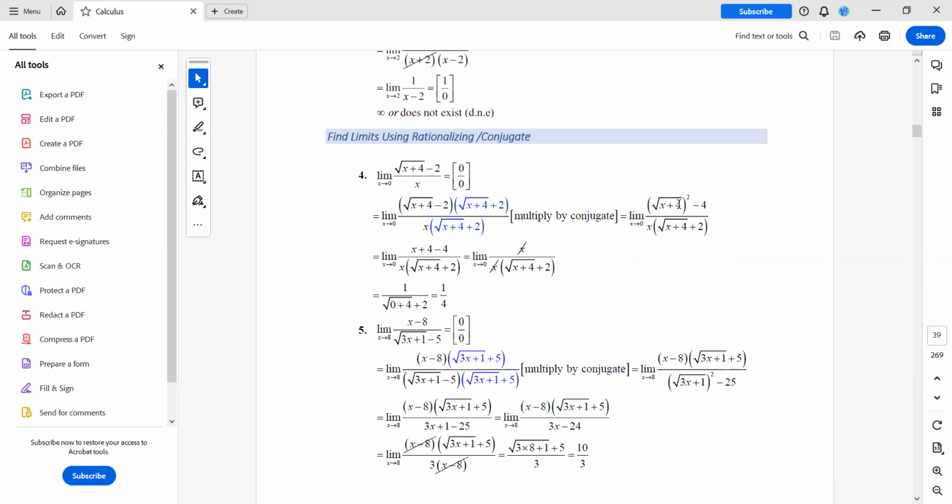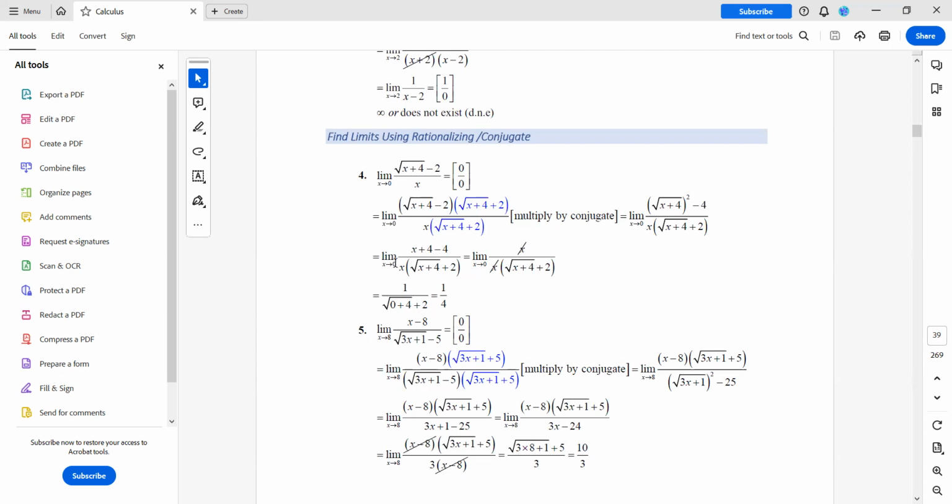Now the numerator is x plus 4 minus 4. How did we arrive at that? The square cancels the square root. So you have x plus 4 minus 4, which gives you x. 4 cancels 4, over x open bracket square root of x plus 4 plus 2. x cancels x, so you're left with 1 over square root of x plus 4 plus 2. Anywhere you see x, you put 0. So you have 1 over square root of 0 plus 4, which is square root of 4, which gives you 2. So you have 1 over 2 plus 2, which gives you 1 over 4.